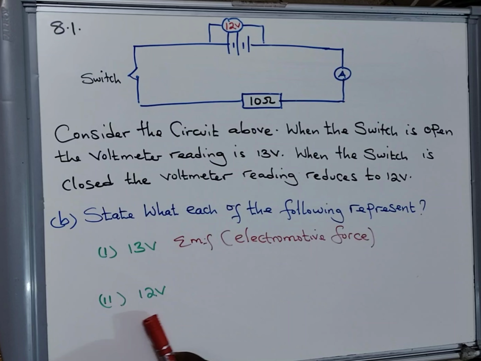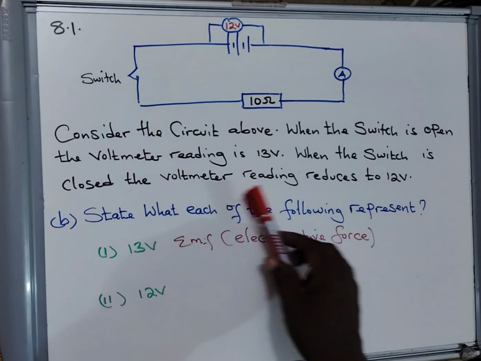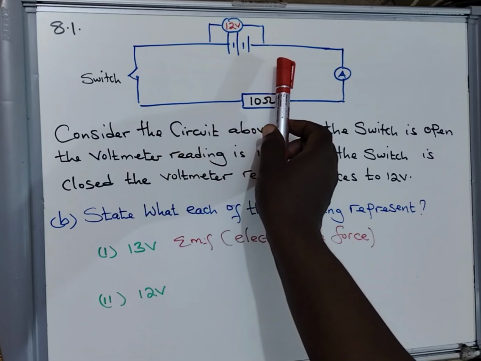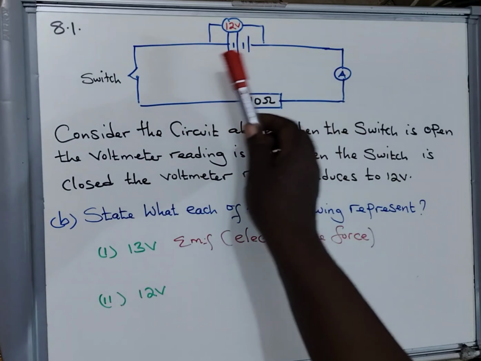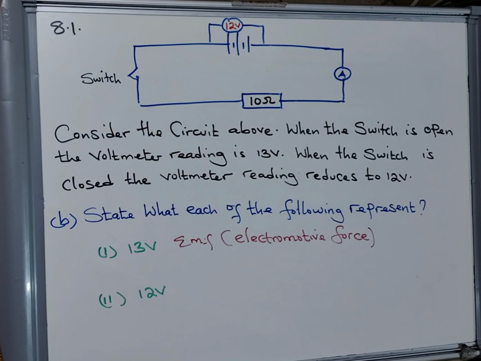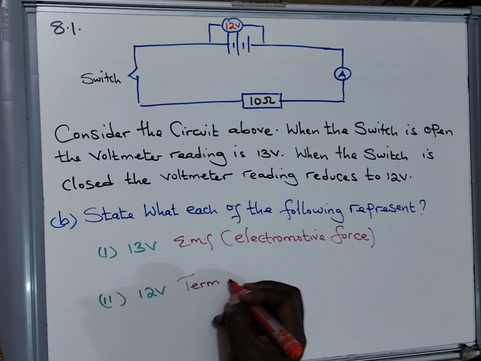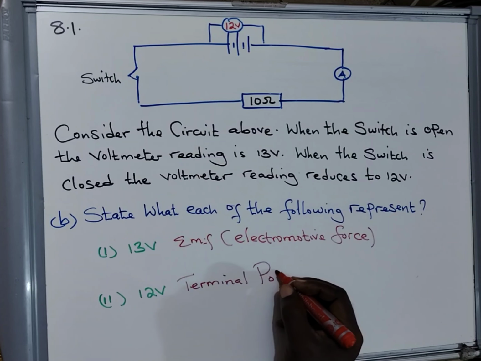How about 12 volts? We need to remember that 12 volts was obtained when the switch is closed. Closing of the switch implies current going through the battery. So when current is going through the battery, there's that potential drop due to the resistance of the battery. So what's that reading called? We call it terminal potential difference.